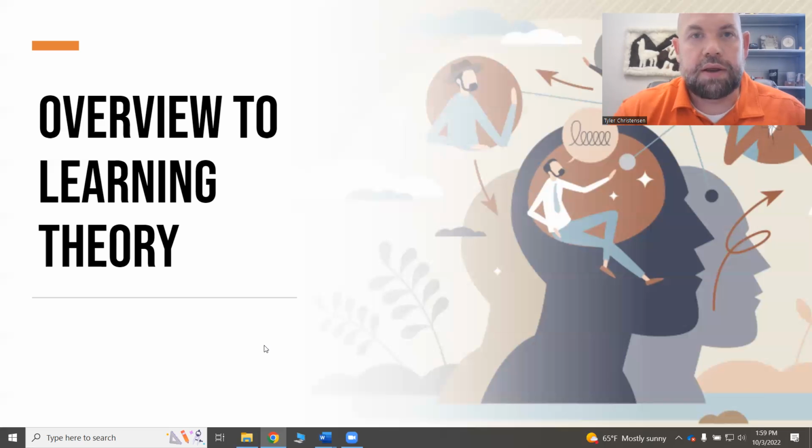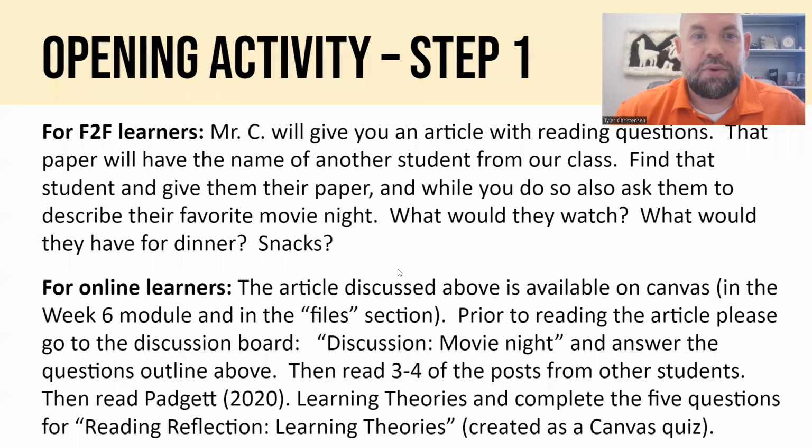But before we do that, if you are in my face-to-face classroom and you miss class, you should head to the discussion board and do the movie night discussion board. If you're in my online section, you should also go over to the discussion board and do the movie night. Now I have the instructions here for what you will do. In the face-to-face, the students had to go talk to each other and find out what their perfect movie night would be. For you guys that aren't in face-to-face, you'll simply comment in the discussion board.